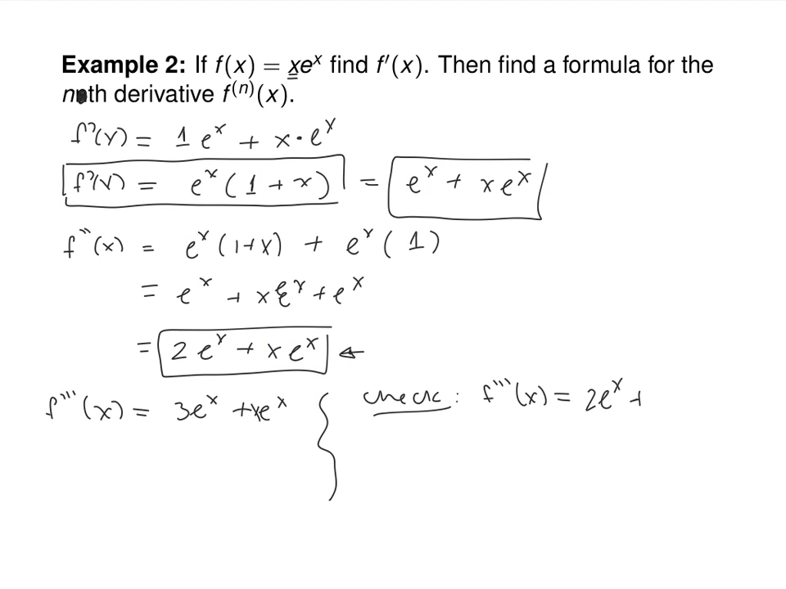But the next part, differentiating x times e to the x, requires the product rule. So that will be 1 e to the x plus x e to the x, which is 3e to the x plus x e to the x. So what's the pattern for the nth derivative?